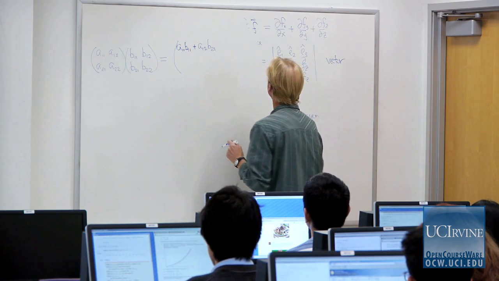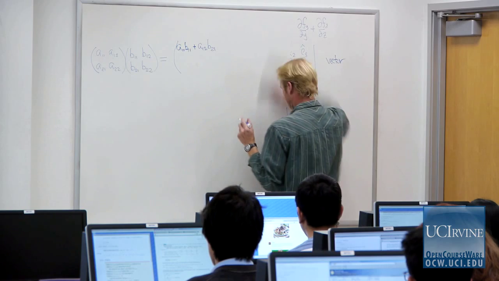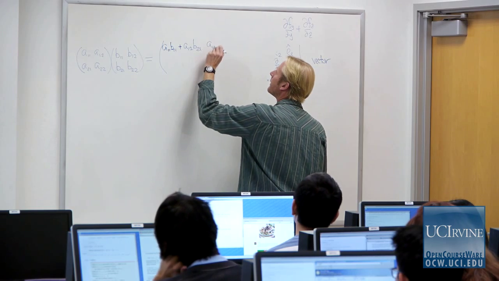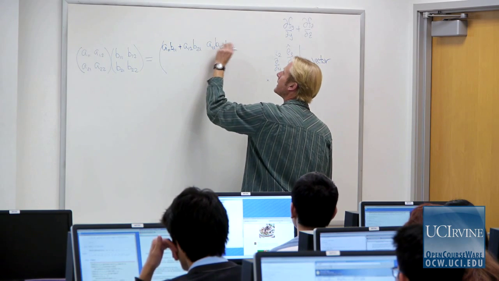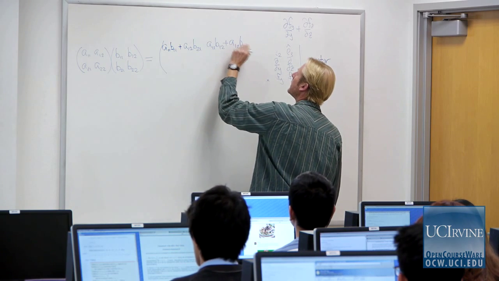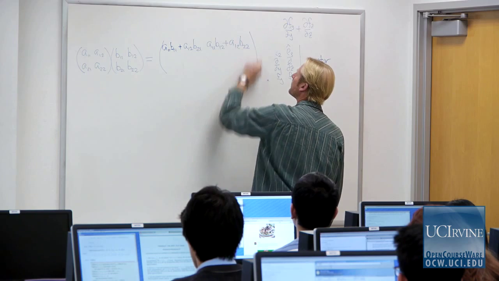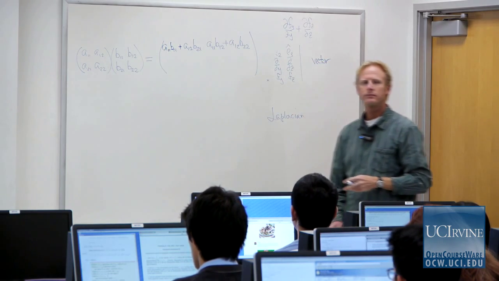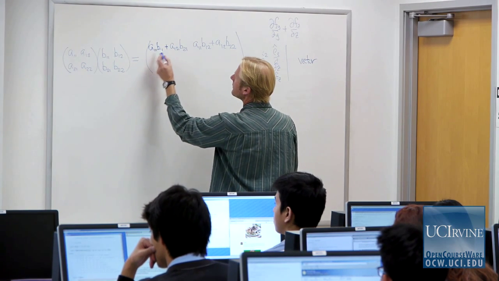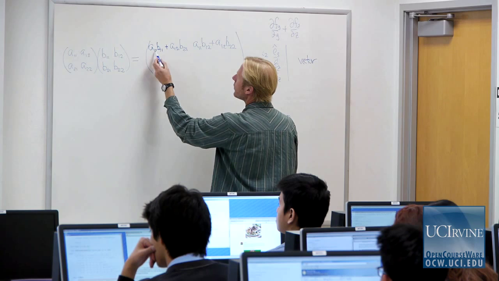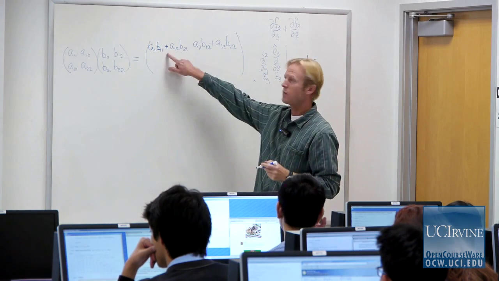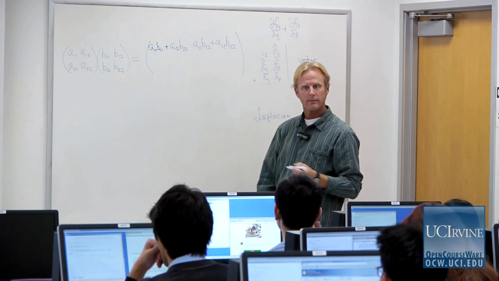So that's going to be A11 B12 plus A12 B22. And I want you to notice something here. Notice, if I look at the outer two numbers here, 1, 1, 1, 1. 1, 2, 1, 2. Notice this is the 1,1 element, and this is the 1,2 element.